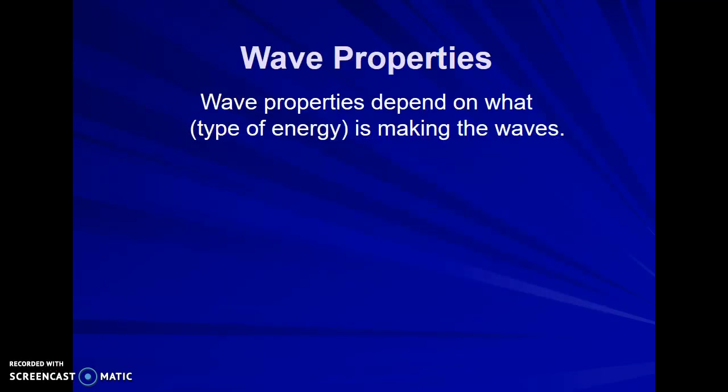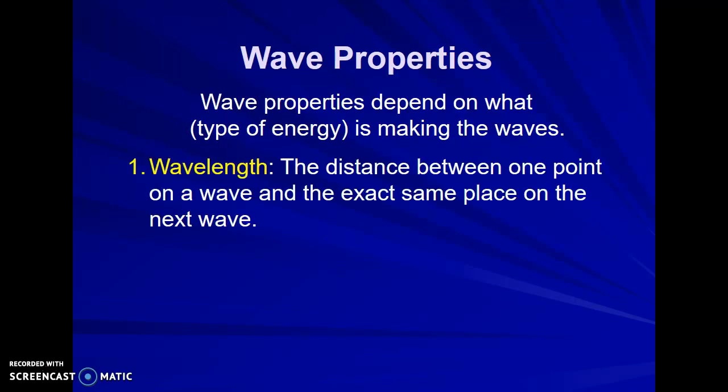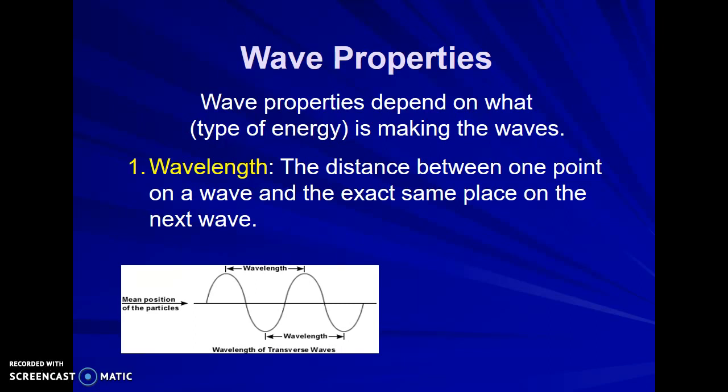Here are some wave properties that you should know as you move through the unit. Wave properties depend on what type of energy is making the waves. The first one is wavelength. This is the distance between one point on a wave and the exact same place on the next wave. So this would be an example from trough to trough or crest to crest. That would be a measurement of wavelength.